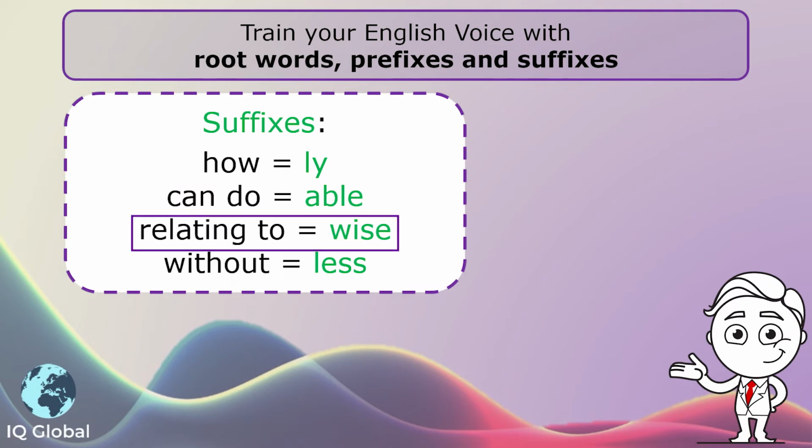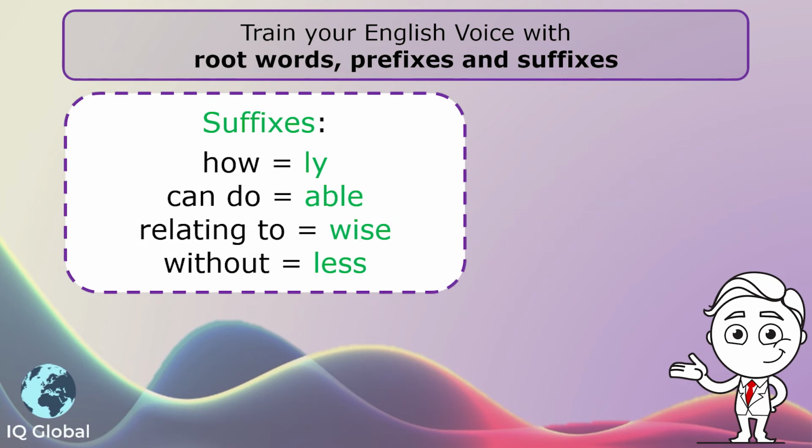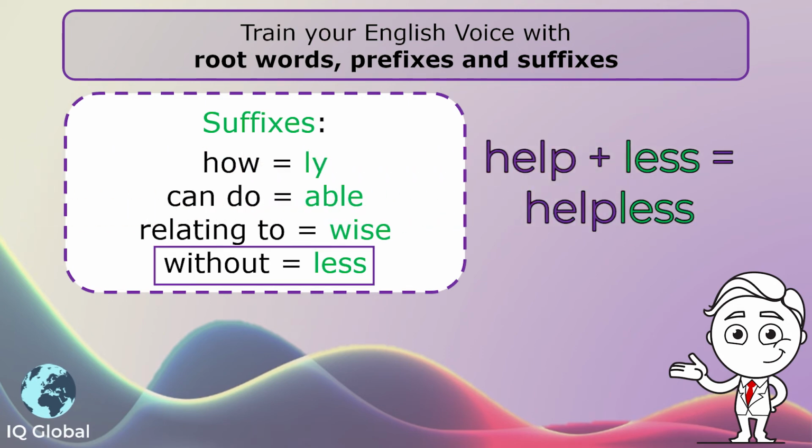Wise. This means relating to. For example, likewise. This is relating to something similar. Less means without. For example, helpless. Without help. There are many more prefixes and suffixes that we can use, so these are just an example of some of them.